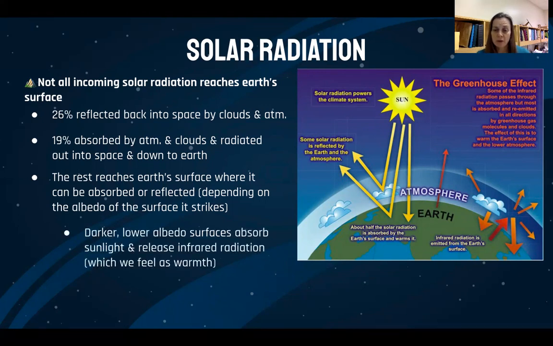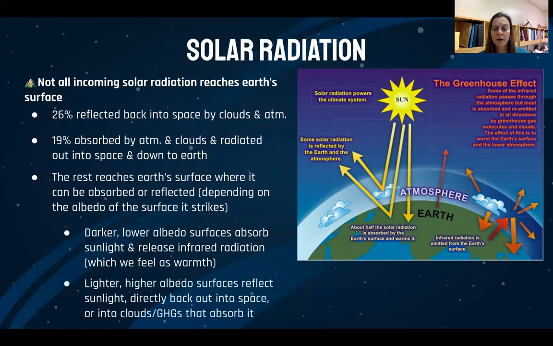Lower albedo surfaces are darker surfaces, so things like soil or open water. They absorb sunlight, and then they're going to release that in the form of infrared radiation rather than visible light, infrared radiation, which we sense as warmth. Our higher albedo surfaces, so things like ice and snow and light colored surfaces, are going to reflect more of that sunlight directly back out into space or into clouds or greenhouse gases that absorb it. But most of it's going to go back out into space. So that infrared radiation, that's the part that the greenhouse gases really have a lot to do with.